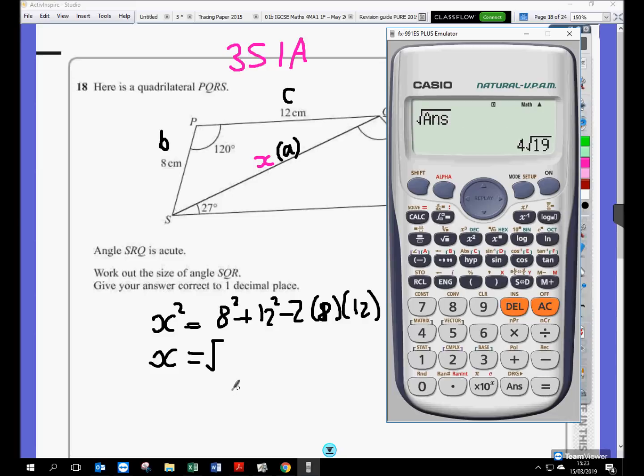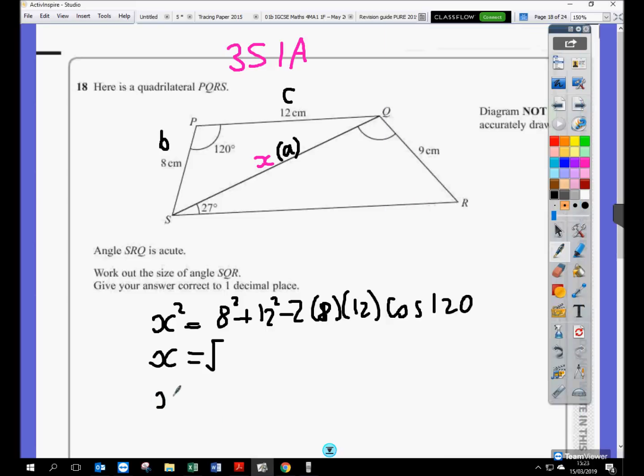So then you square root this and you end up with the answer 4 root 19. So this is x, and I'm not going to round this. I'm not going to convert it to a decimal. I'm going to leave it like that. Okay, so I've now worked out this side, which is 4 root 19.